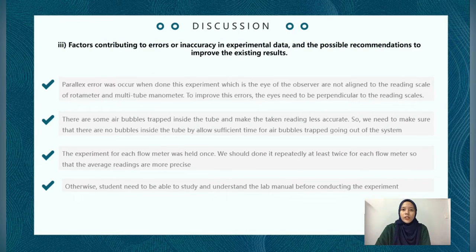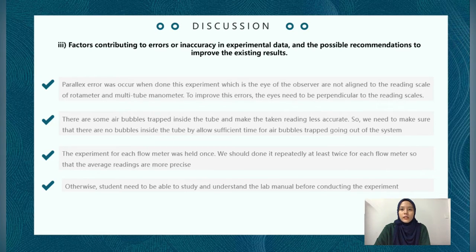Next, for discussion number 3, the question asks for the factors contributing to the errors or inaccuracy in the experimental data and the possible recommendations to improve the existing result. Alright, for the first one, a factor that impacts the experimental data is parallax error, which is when the eye of the observer is not aligned to the reading scales of the rotameter and multi-tube manometer. To improve this, the eye should be perpendicular to the reading scales.